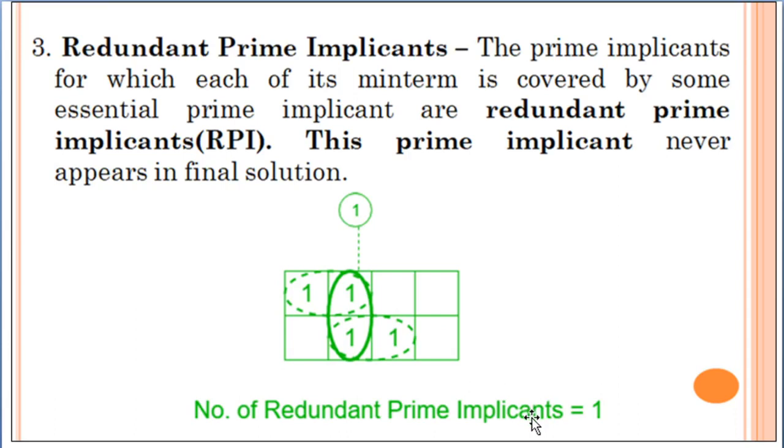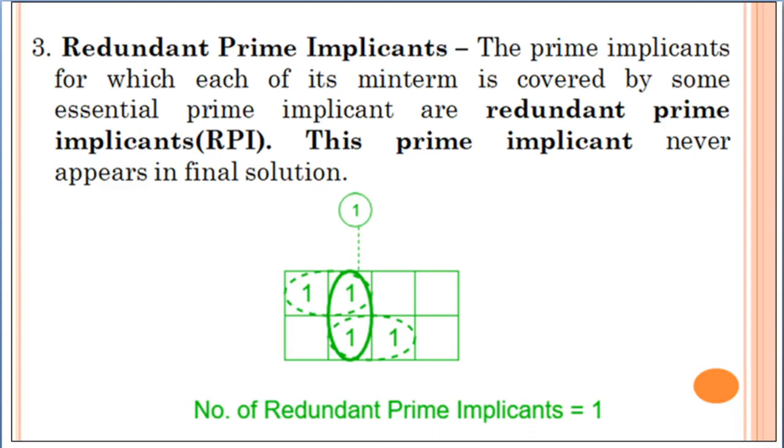Redundant prime implicant, that means obviously this group is known as a redundant prime implicant. Obviously, this type of prime implicant is also known as a dummy group, and these groups are not part of the simplified function, as I told you before.